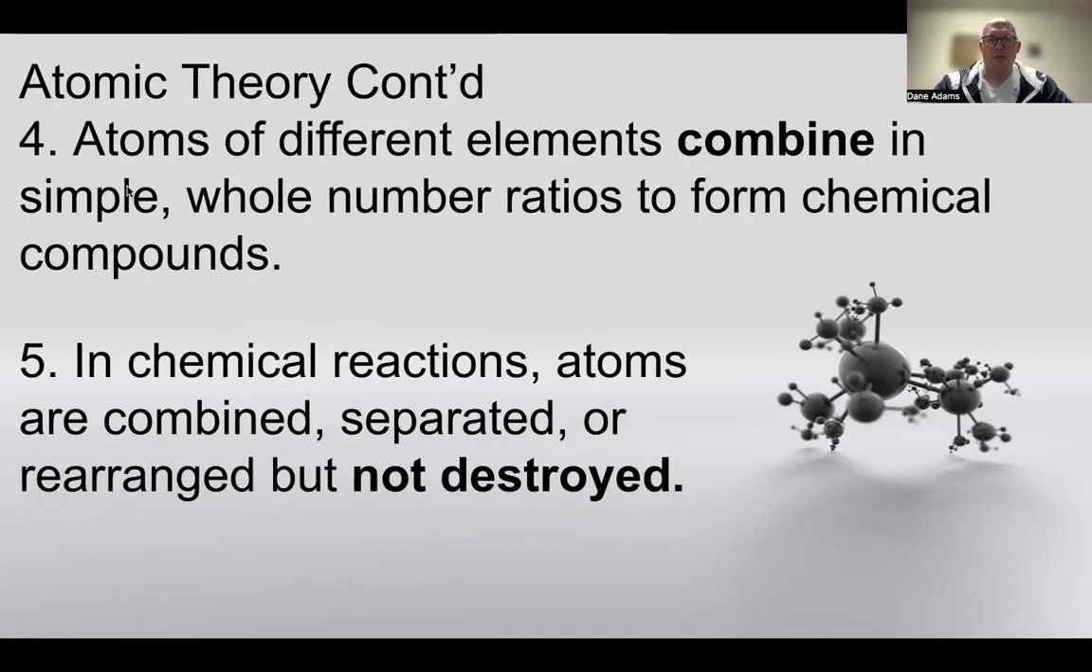Number 4, atoms of different elements combine in simple whole number ratios to form chemical compounds. So for example, water. Water is not itself a pure element made of the same type of atom. It's made of different atoms that are combined in a whole number ratio. And then lastly, number 5, in chemical reactions, atoms are combined, separated, or rearranged, but are not destroyed. Okay? Whatever atoms you start with are the same atoms you're going to end with. They just look a little bit different.